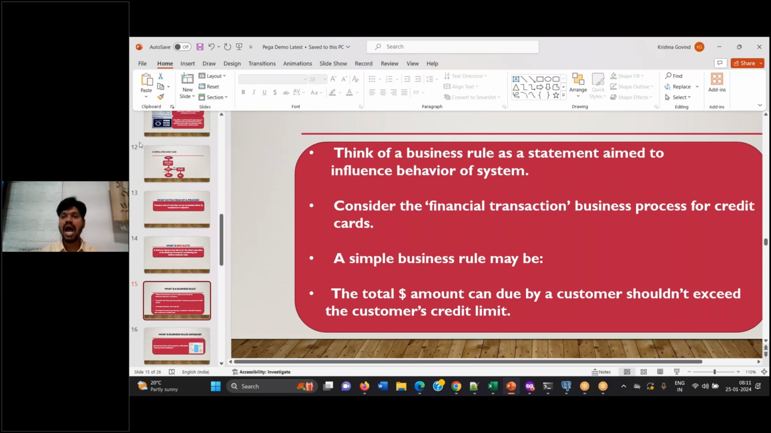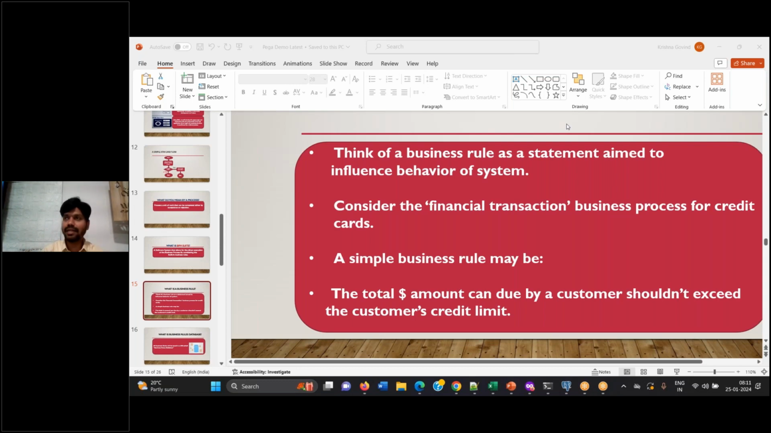Now, how does the system have information about the limit? I'm asking generally a question. The limit is known to the system, right? That's why it is able to match it with the purchase amount. The purchase amount, anyhow, you are entering, by scanning or manually.